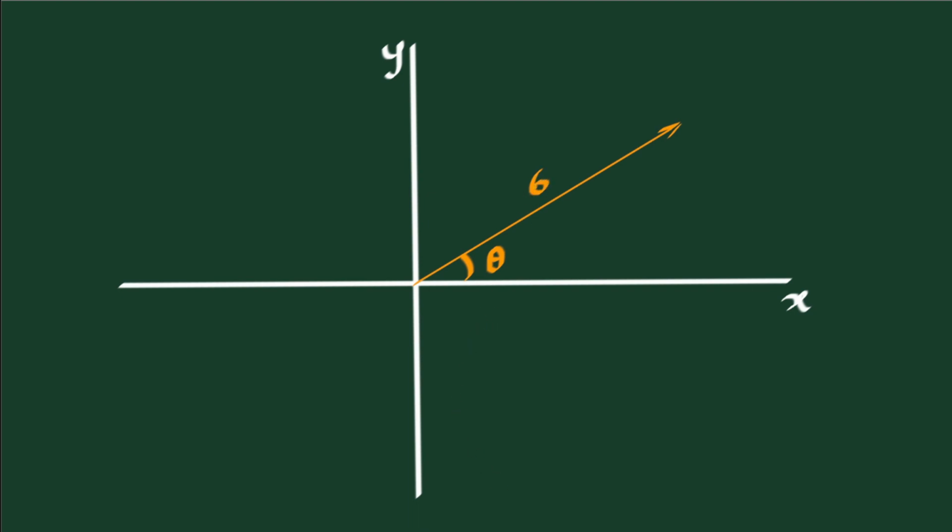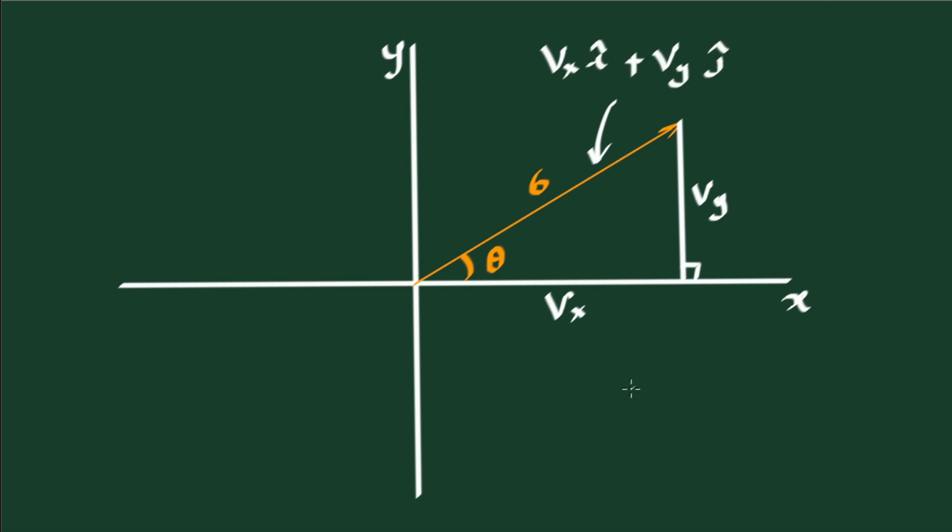If I want to write it in terms of its components, first thing I do is drop this so that I have a right angle triangle, and then you can see that the adjacent side for the angle theta is nothing but the x component of the vector. So this is Vx, and the opposite side is Vy, the y component of the vector. So this vector you can see is Vx i cap plus Vy j cap.